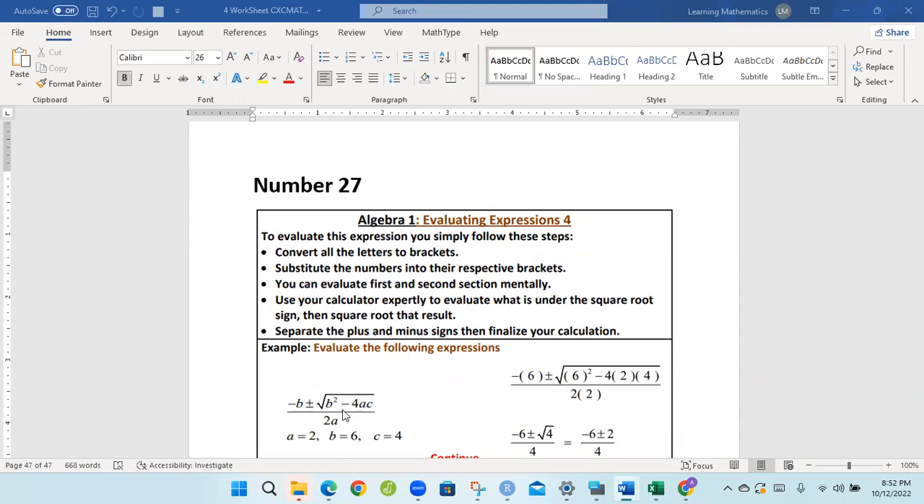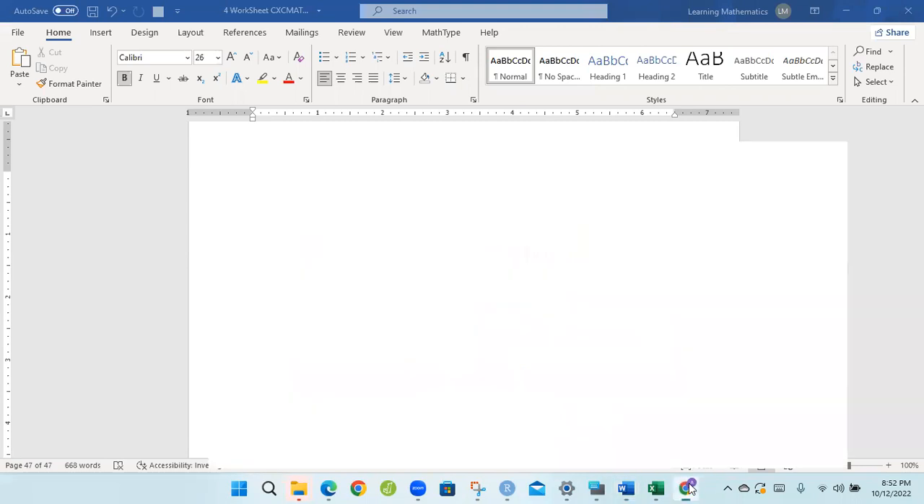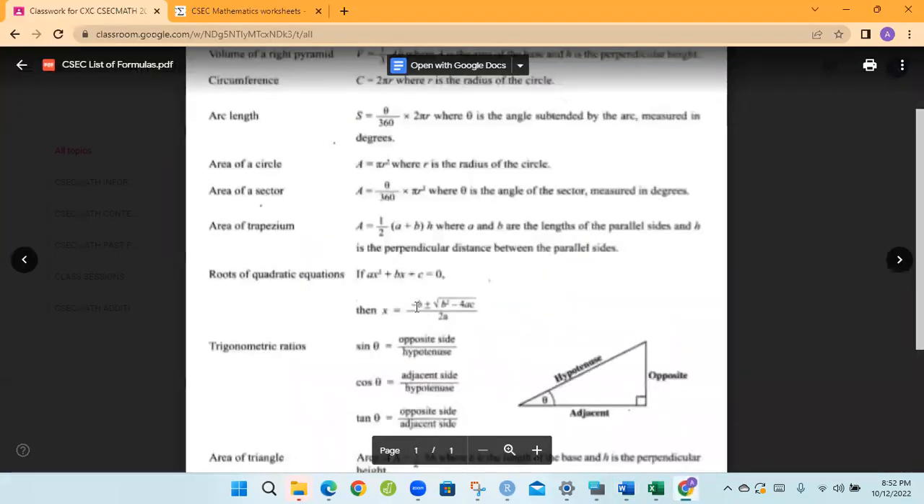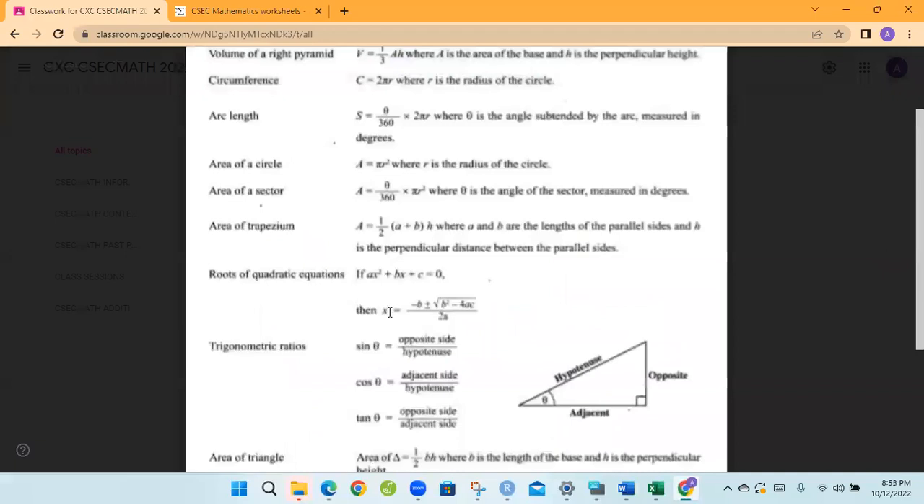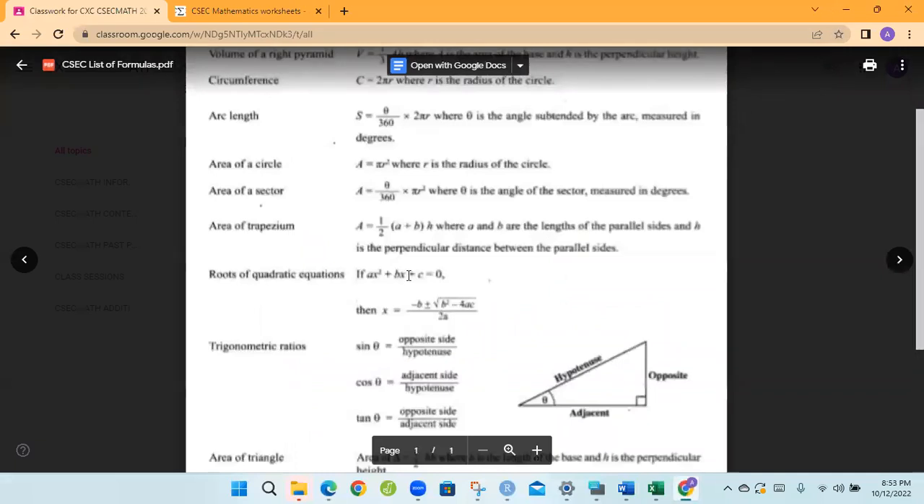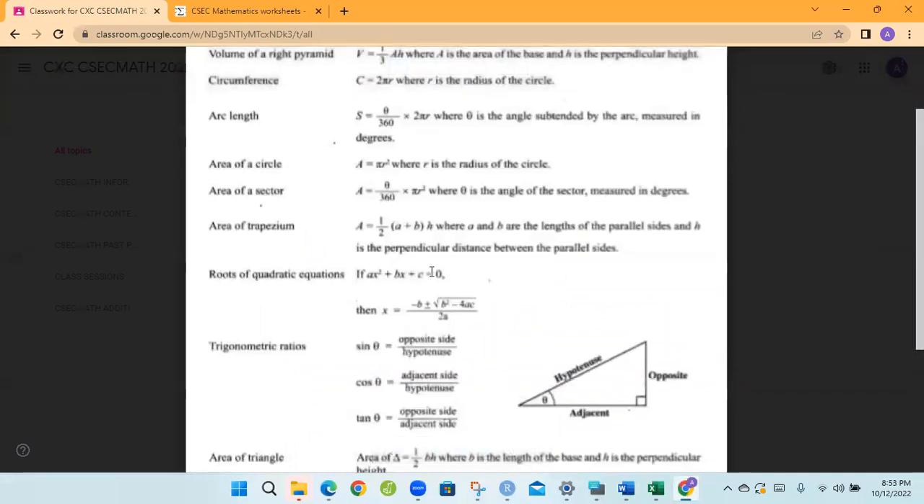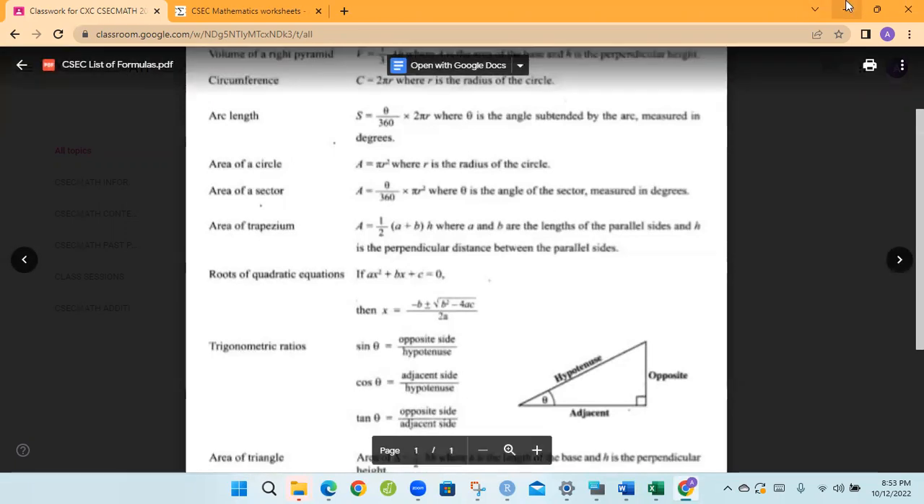This is called the quadratic formula. It comes in the list. Here it is. It always comes in any past paper. You have to use this formula. They call it the formula to solve a quadratic equation, ax squared plus bx plus c is equal to 0. That's the only time you use this equation, when ax squared plus bx plus c is equal to 0.